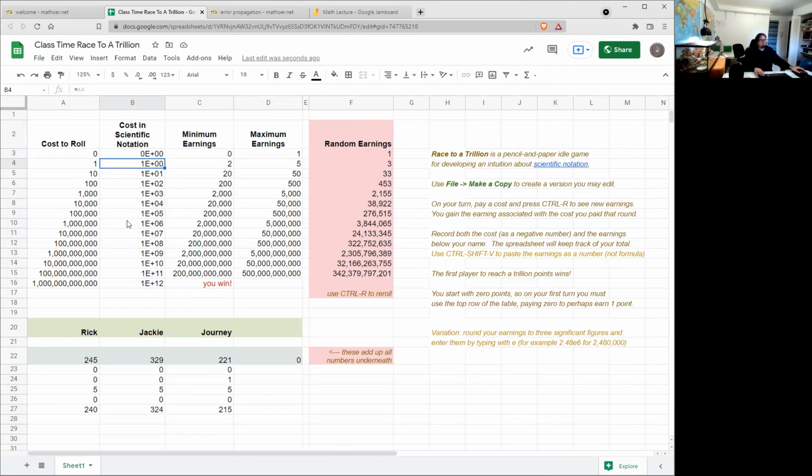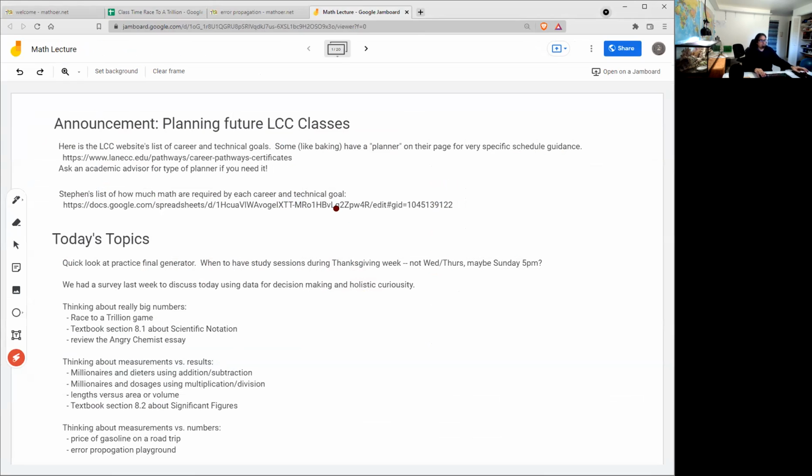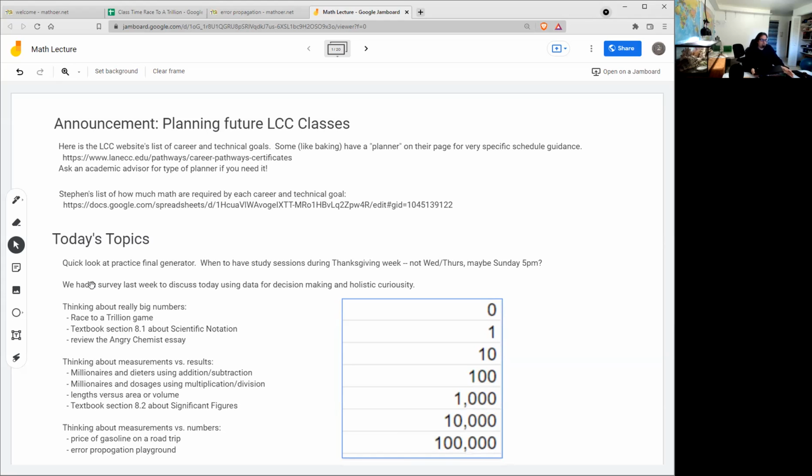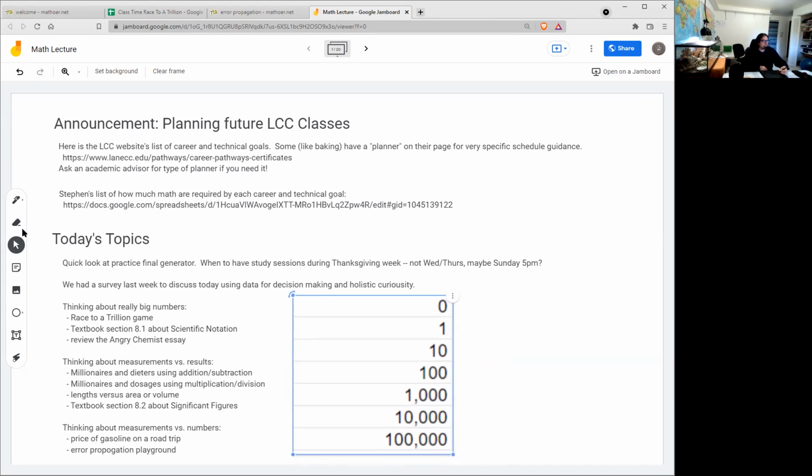But 1 is 1 times 10 to the 0, because 10 to the 0 is 1. 10 is 1 times 10 to the first, because 10 to the first is just 10, and 1 times 10 squared. 10 squared is 100, right? 1 times 10 cubed. So this E plus means 10 to that power. So if I wanted to make a chart about it, then we could write it as 1 times 10 to the 1, 1 times 10 squared, 1 times, whoops, nope, I did it wrong. No one is hollering out when I make a mistake.